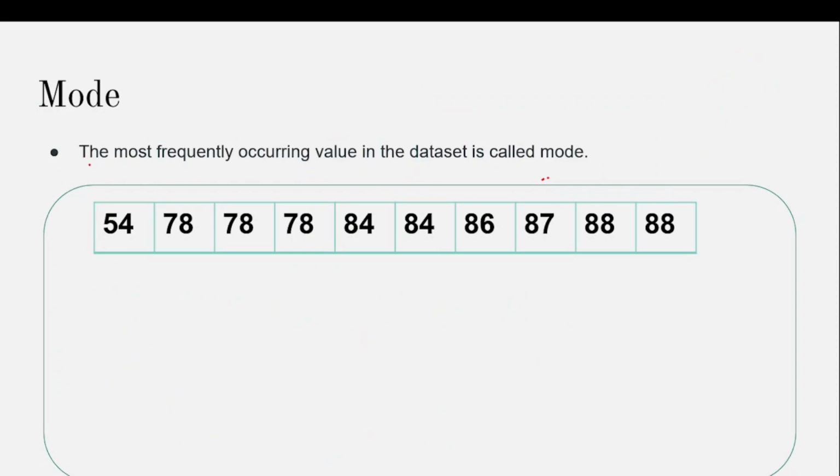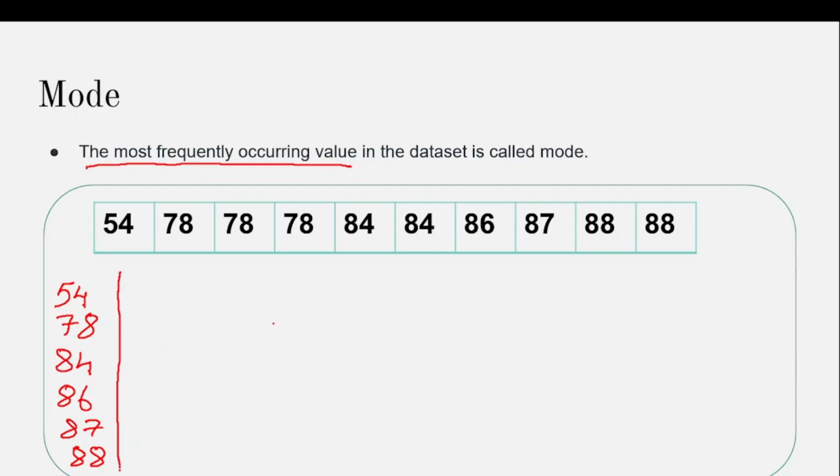Now let us see what we mean by mode. Mode is simply the most frequently occurring value in the dataset. To calculate the mode, I first need to list down all the unique data points. So my unique data points will be 54, 78, 84, 86, 87 and 88. So these are the unique values.